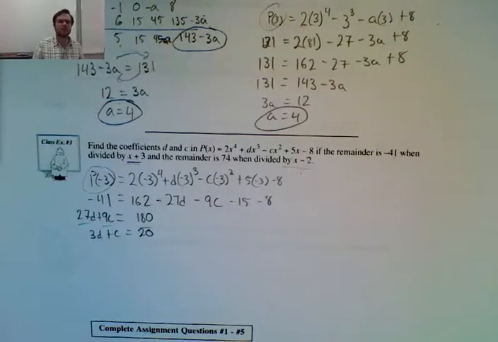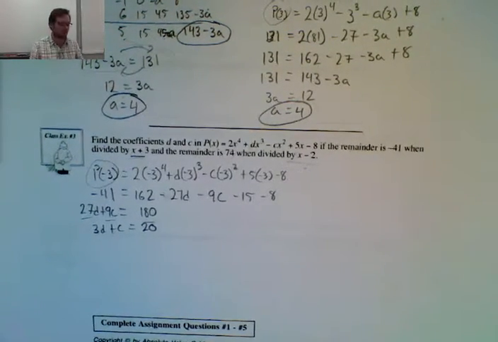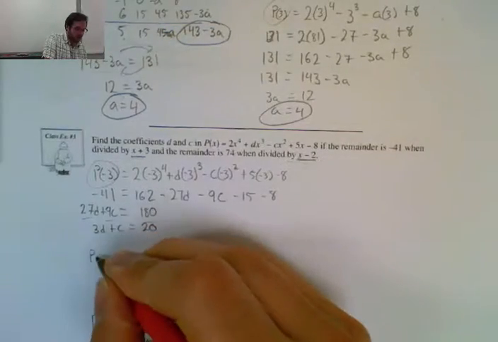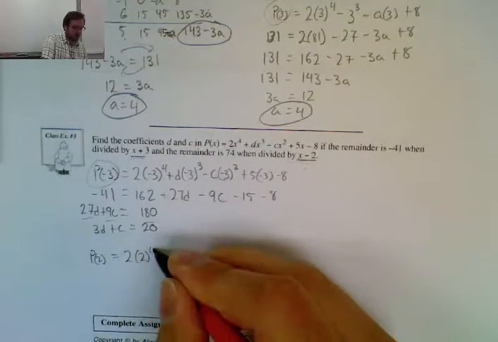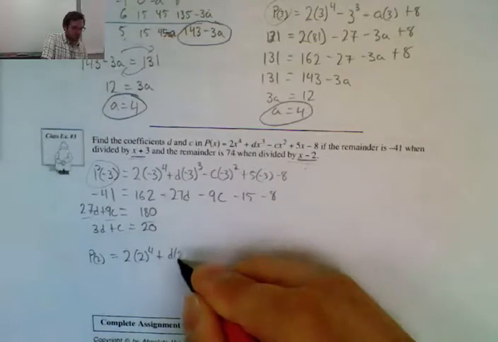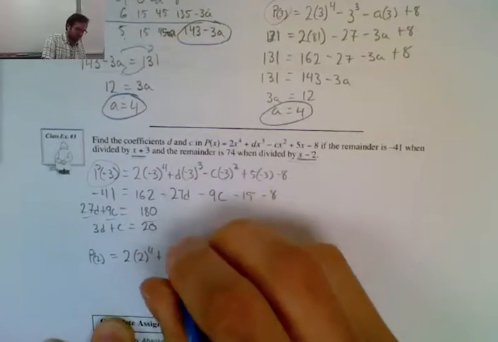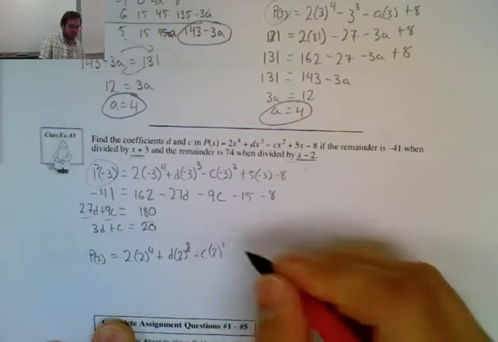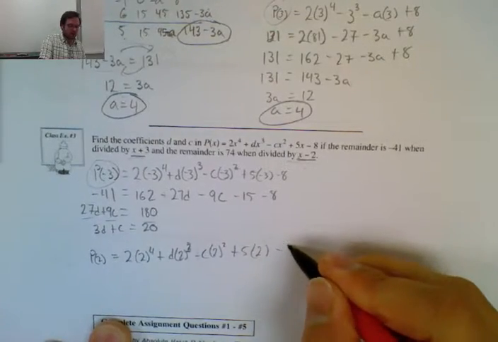Okay? Now we're going to do my second equation because we have two variables here, so that means we normally need two equations to cancel off the variables or to eliminate one of the variables. So my second one here, we're going to look at when x is equal to 2. So we're going to look at P(2). And that's equal to 2 to the power of 4 plus d times 2 cubed plus minus c times 2 squared. And then we're going to go plus 5 times 2, and then we're subtracting 8.